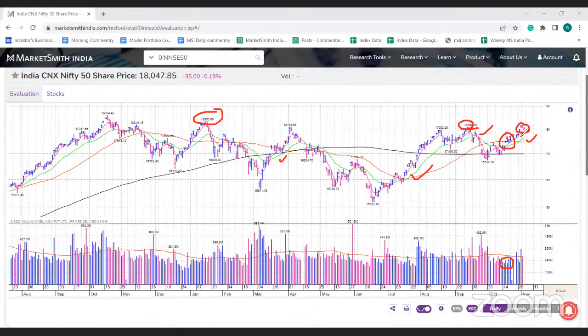But broadly speaking, our first focus is, if here it closes above 18,100, then we will start adding the stocks to the portfolio.